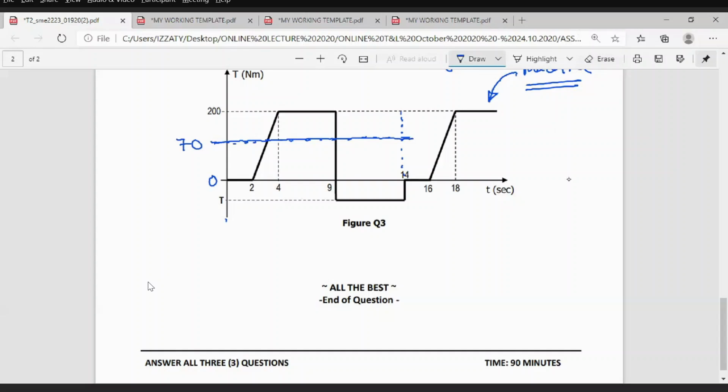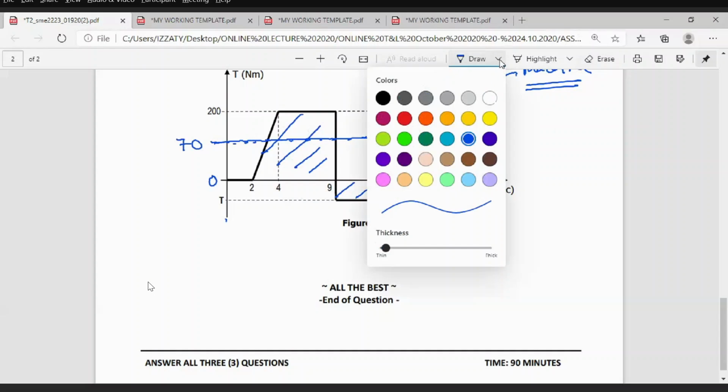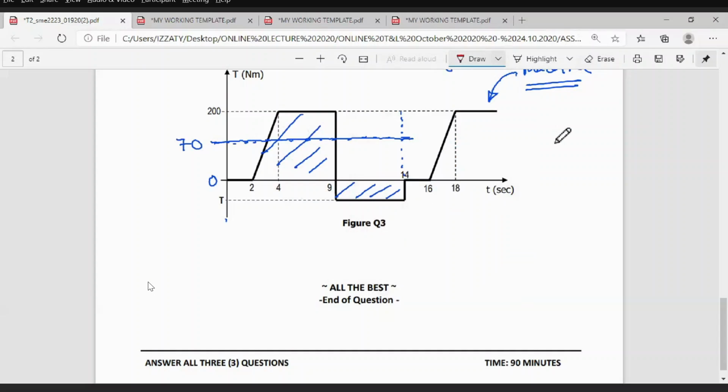So the graph will be two graphs. One graph is represented by the machine. This graph is represented by the machine. The other graph, the one shaded in blue color, is from the machine. The shaded area coming from the red one is from the motor. So you need to look at the two graphs here.